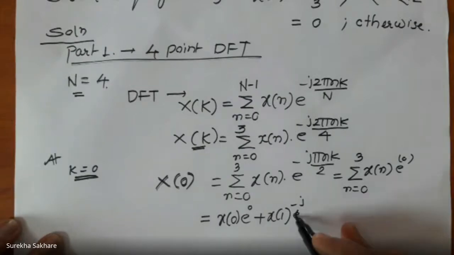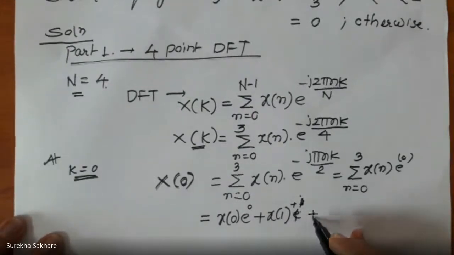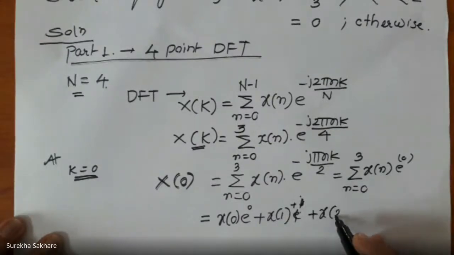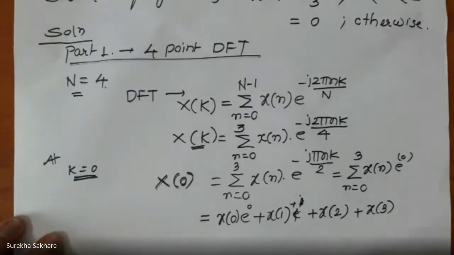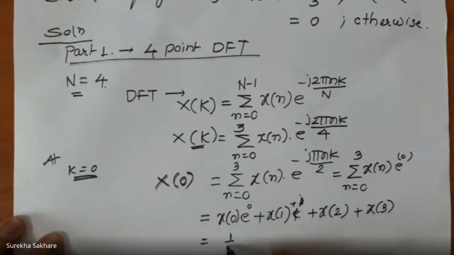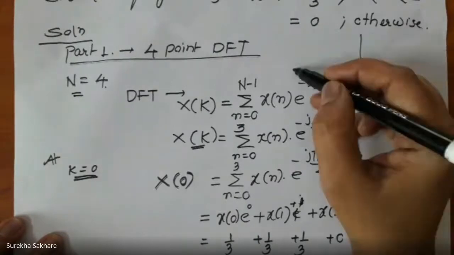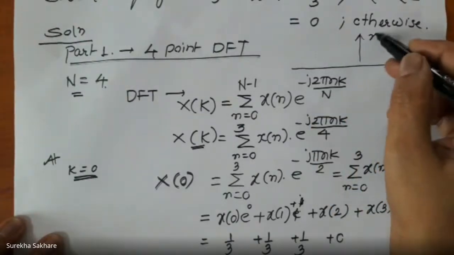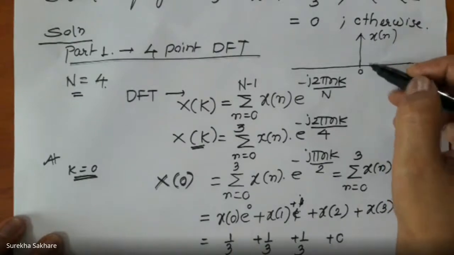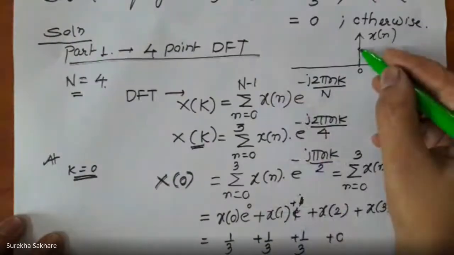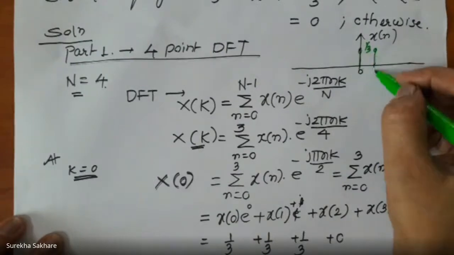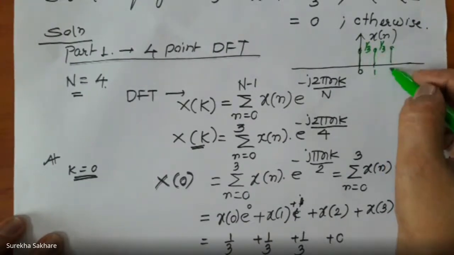So x of 1 plus the n value here is 2, right? Then you also need a value of x of 3. This will be x of 0, we have taken it as 1 by 3. Again this is going to be 1 by 3, again it is going to be 1 by 3, but this is 0. If you try to draw this diagram of the given sequence, then you will come to know that my first value is going to be 1 by 3, a second value here will be 1 by 3, and the third value is going to be 1 by 3. And I don't have anything here.